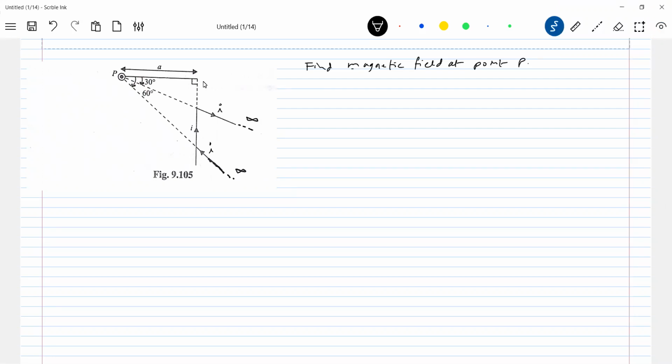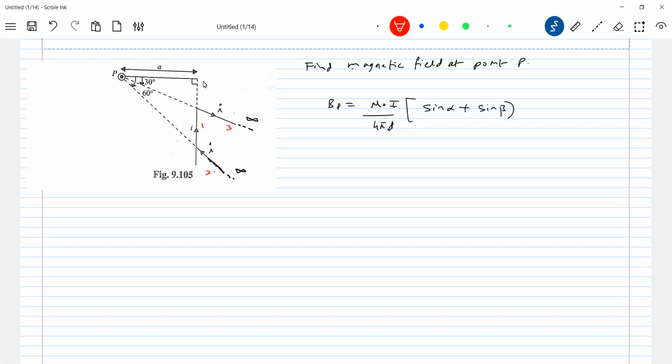So what is the formula according to Biot-Savart law? Mu naught I by 4 pi d, times sine alpha plus sine beta. Look at this sine alpha, sine beta, and let me break up this wire into parts. This is wire 1, 2, and 3.